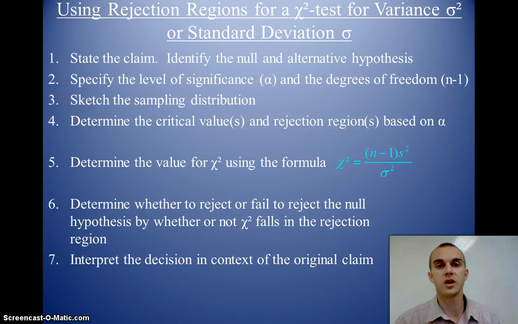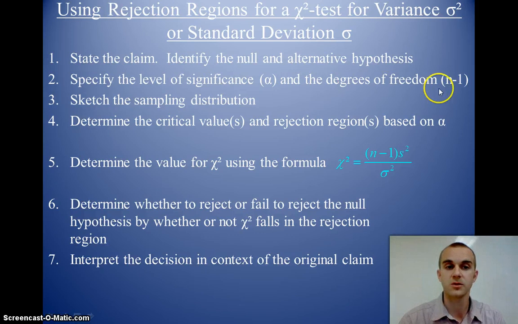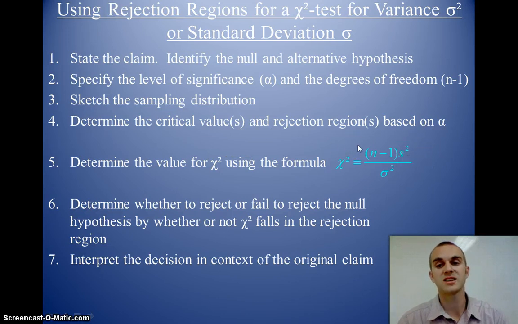Now if I want to do a hypothesis test using the chi-square test for either variance or standard deviation, the steps are going to be very similar to what we've been doing before for the other hypothesis testing. I need to state my claim, my null and alternative hypotheses. I need to specify the level of significance and the degrees of freedom, and I need to create my critical values and rejection region. Now the one thing I've got to pay attention to is when I actually create my test statistic from my sample.